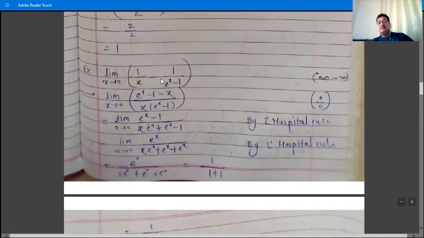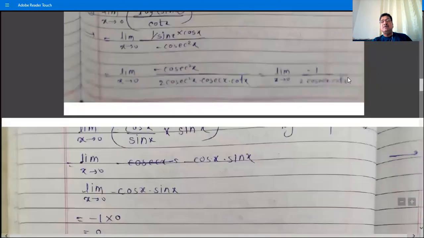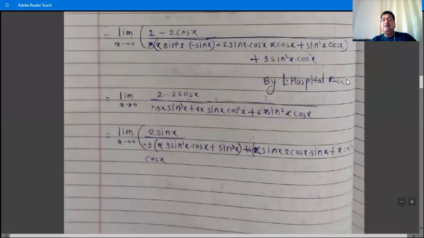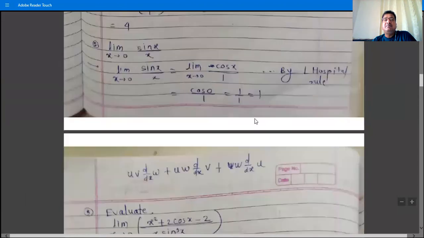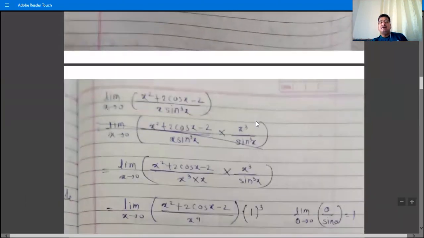And so this is the example in the infinity minus infinity form. Infinity minus infinity is again an indeterminate form. This infinity minus infinity is one of the indeterminate forms, but it is not in the form 0 by 0 or infinity by infinity. So we have to reduce these indeterminate forms to either 0 by 0 or infinity by infinity in order to apply L'Hospital's rule.